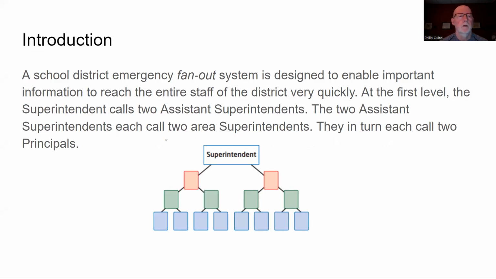Introduction. The school district emergency fan-out system is designed to enable important information to reach the entire staff of the district very quickly. At the first level, the superintendent calls two assistant superintendents. The two assistant superintendents each call two area superintendents, and they in turn each call two principals. We can see the superintendent starts, makes a couple of calls, this person makes a couple of calls, and so on.